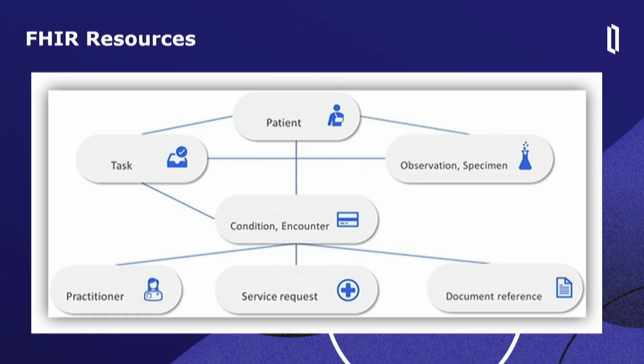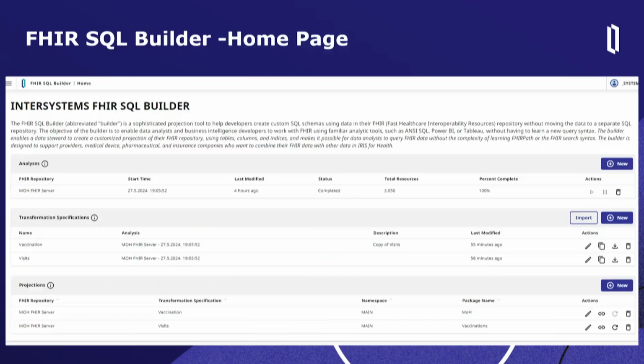So we have the information in the FHIR repository, but later on, we need to analyze it and get the information in SQL format. And how many of you have used the FHIR SQL builder? Great, okay. So you're probably familiar with that page. This is the main page for the FHIR SQL builder. For those of you who haven't tried it, let me just go through the 3 phases that you need to do in order to get your FHIR data as an SQL projection.